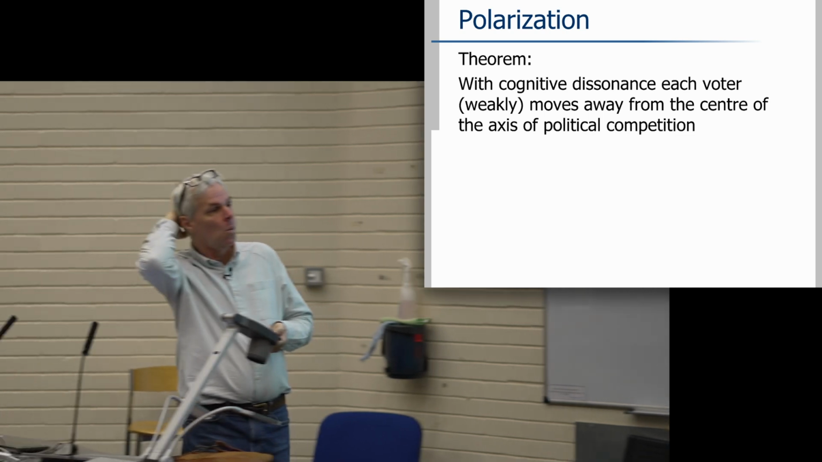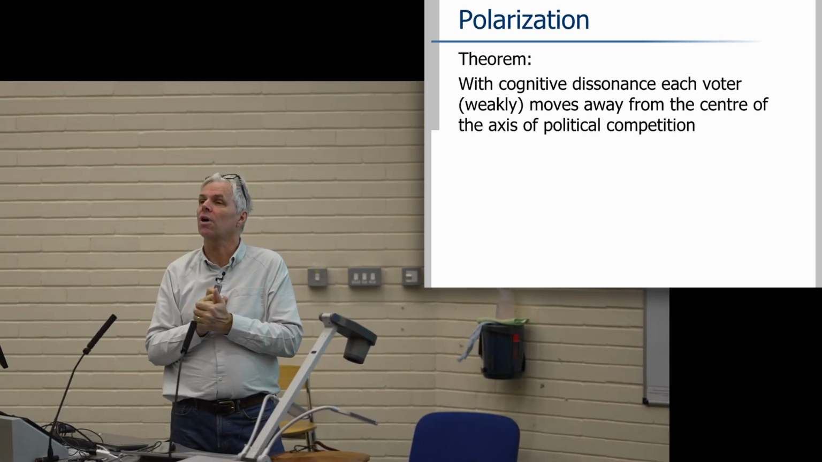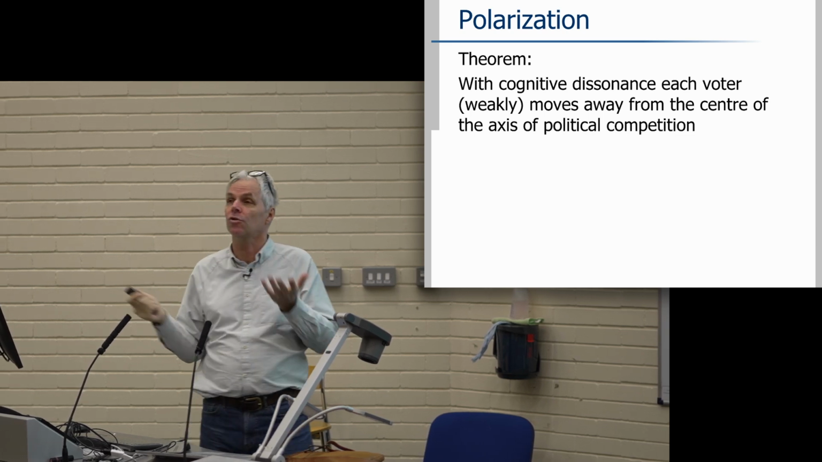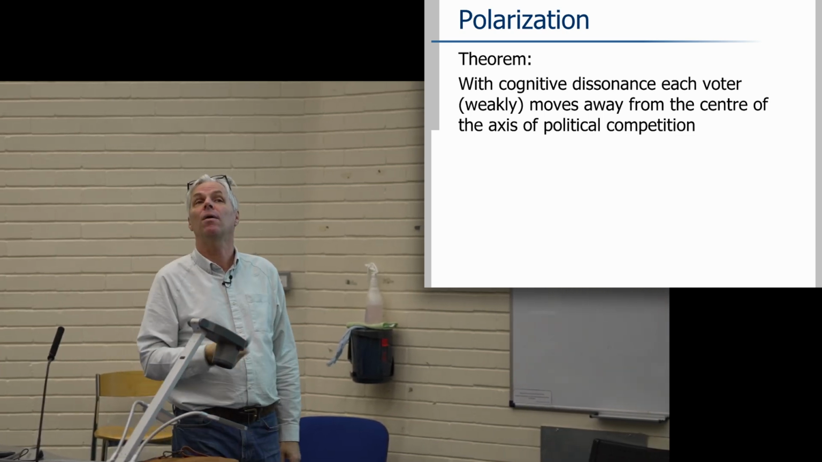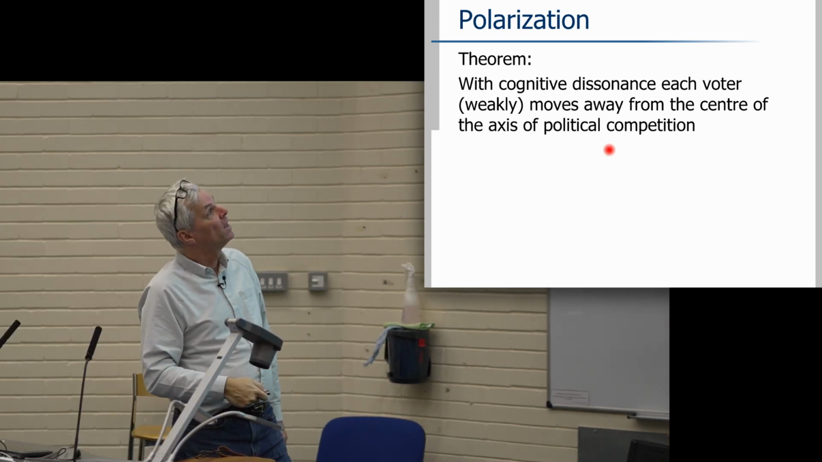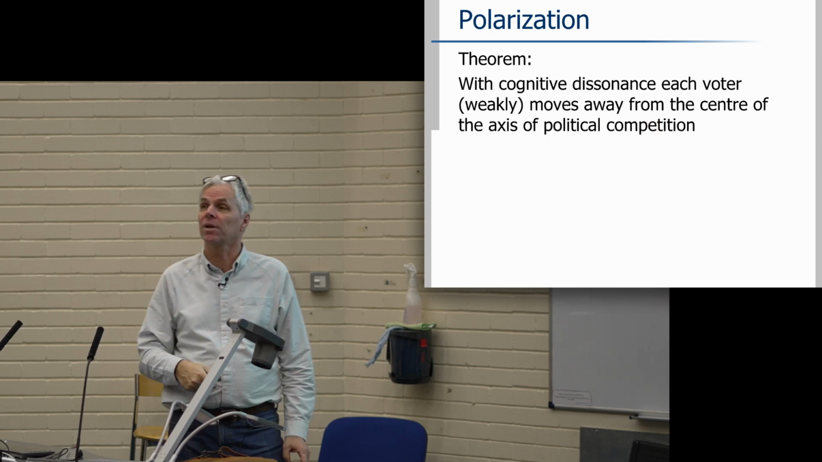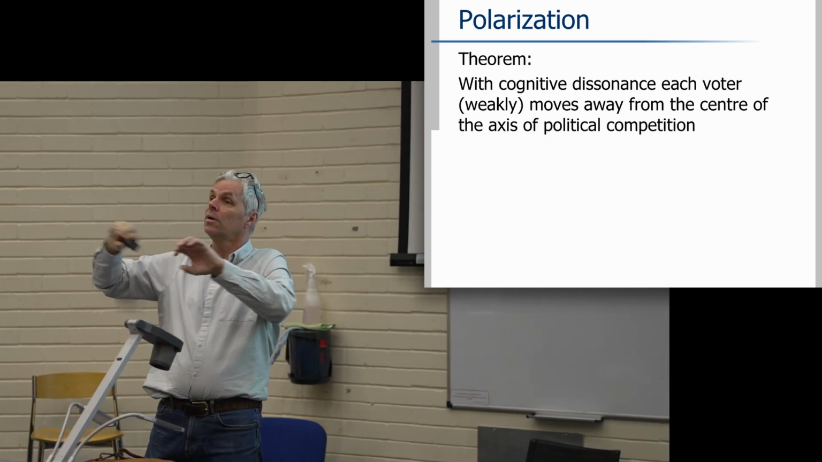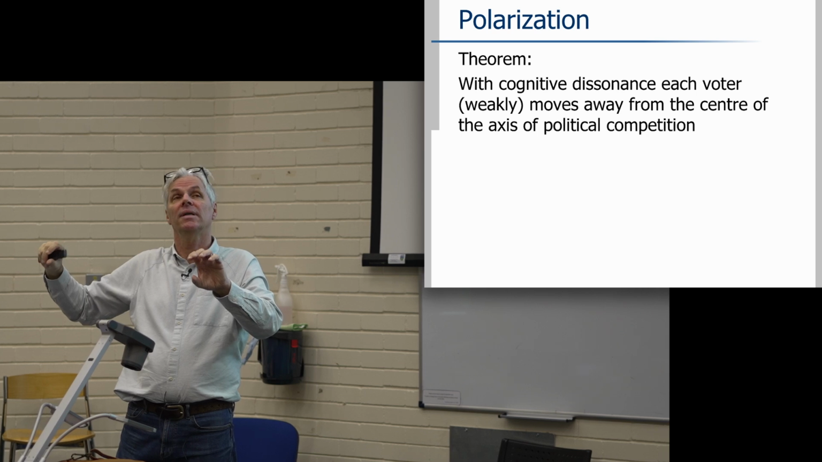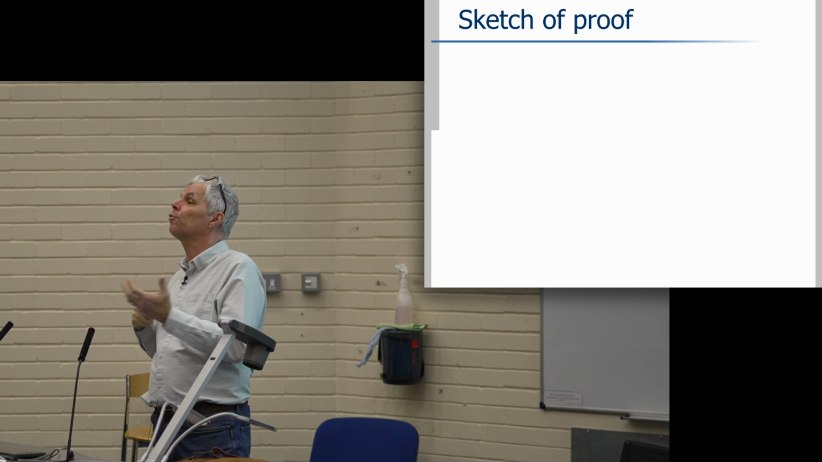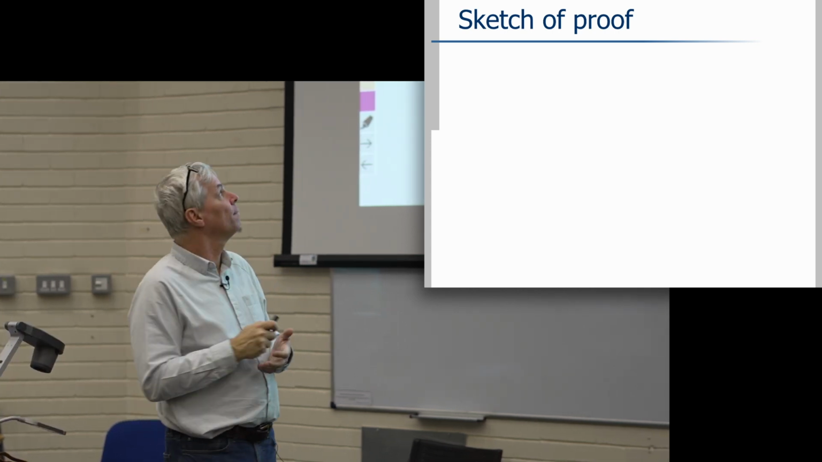So the last thing I want to do here is talk a little bit about how this stuff gets proven. I'm not going to obviously lead you through the proof, but just to give you an idea how it works. So with cognitive dissonance, each voter moves away from the center of the axis of political competition. That's the thinning out of the center, right? So how do we prove something like that? You can see it on the graph. I can do simulations, but that doesn't prove anything. So how do you go about proving it?